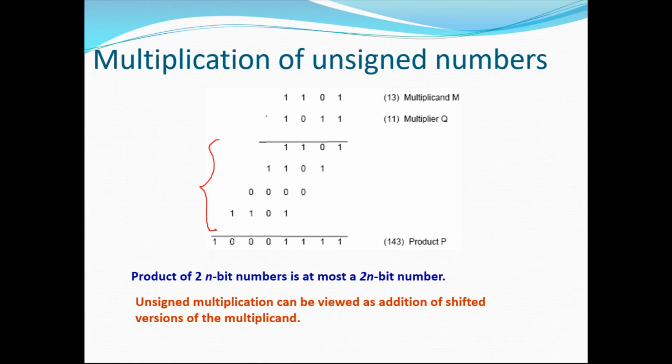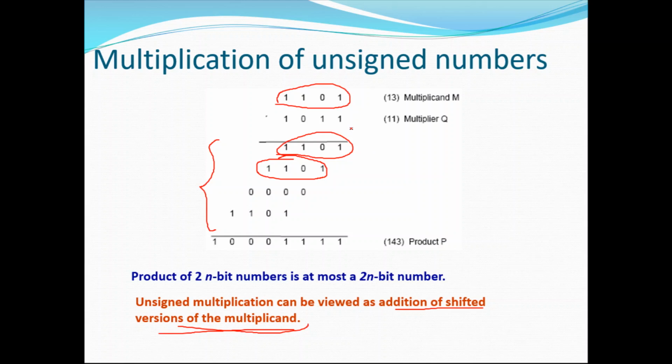Multiplication can be viewed as a repeated addition of shifted versions of the multiplicand. If you see here, this is 1101, the same as the multiplicand. The first time we kept 1101 as it is. The second time it is shifted to the left by 1. The third time, that is based on the input, that is based on the multiplier.